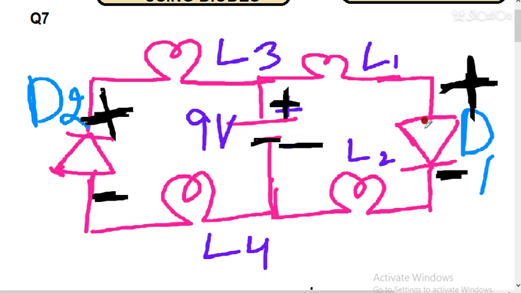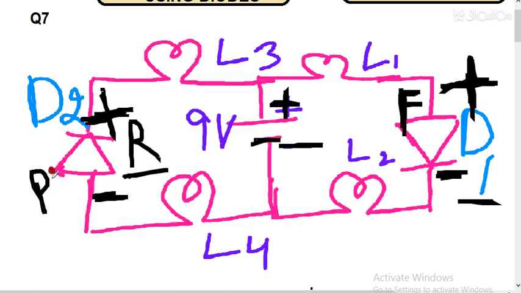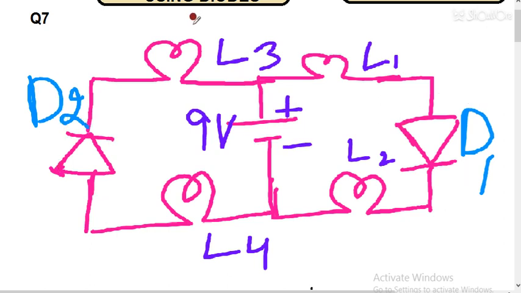So now see, if you are aware of forward bias, how the diode gets forward biased, the diode D1 will be forward biased and diode D2 will be reverse biased, because the P side is connected to the negative terminal and the N side is connected to the positive terminal. So I hope up to this point all is clear. D1 is forward biased and D2 is reverse biased.